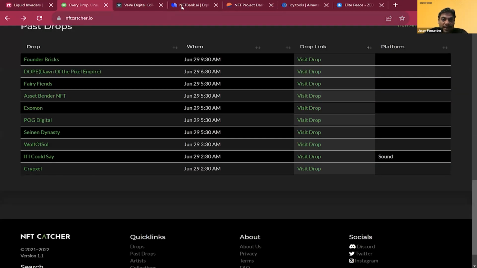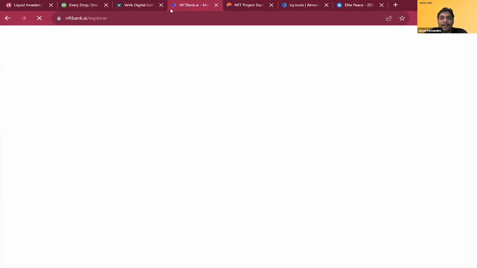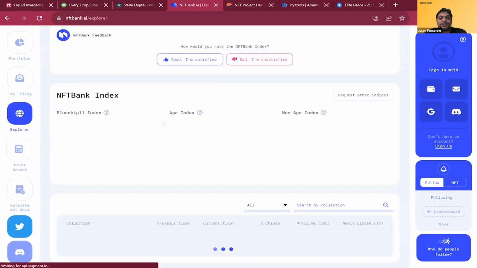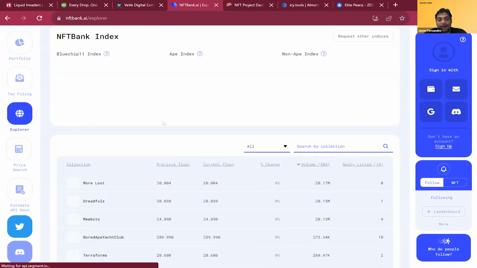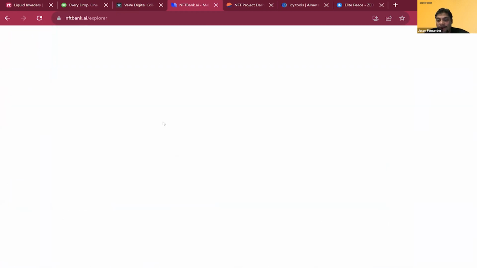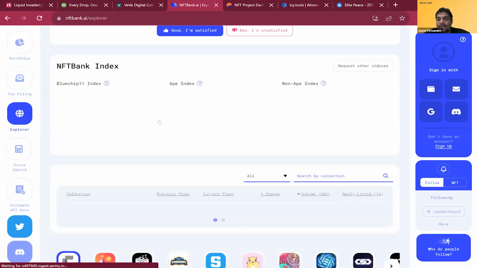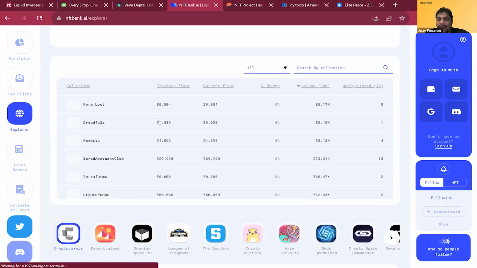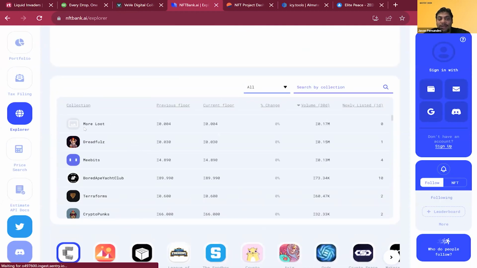Another thing that people look at is NFT Bank. This gives you a whole bunch of information, although I'm not sure, I believe this might be a paid service. Just double check. Yeah, so this gives you an idea of how these NFTs are set up, what data people look at, and how you find that data. So let's look at this More Loot collection. The current floor is 0.0004.